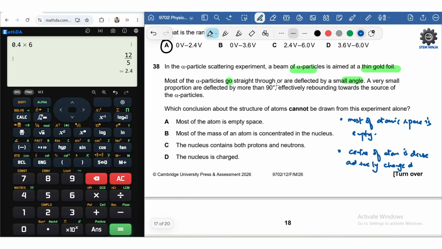That is a conclusion drawn from this experiment. Most of the mass of the atom is concentrated in the nucleus. This is basically the same thing. Nucleus contains both protons and neutrons. This is what we cannot determine from this experiment, because the only thing that we could determine about the charge was that it was positively charged, because alpha particles were repelled by the positively charged nucleus. So neutrons cannot be drawn from this.